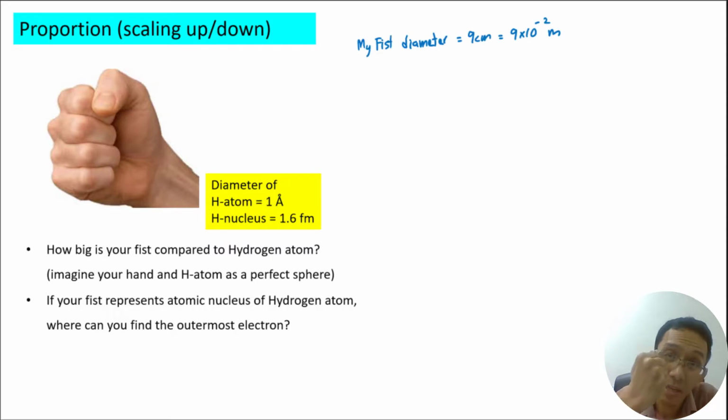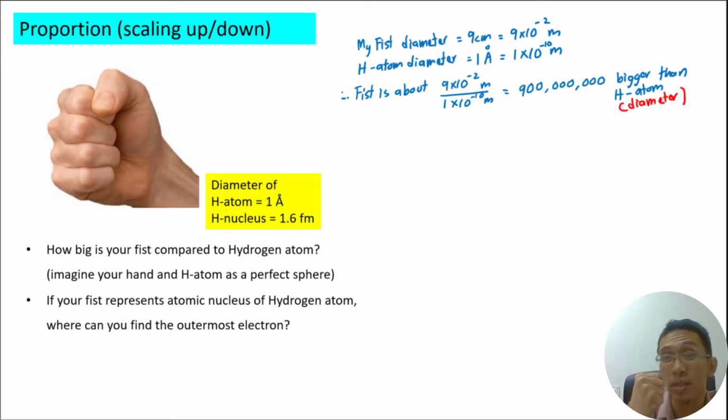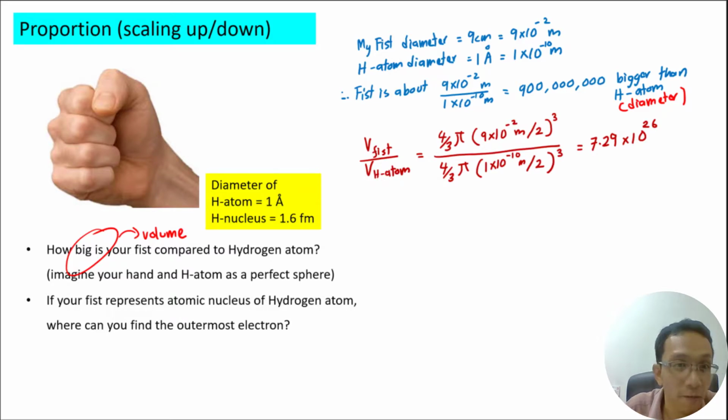My face diameter here is about 9 cm and the diameter of a hydrogen atom is 1 angstrom. When you do the calculation, my face is about 900 million times bigger than a hydrogen atom, but that is only for the diameter. How big here means the volume. If you divide the volume of the face by the volume of a hydrogen atom, you will get 7.29 times 10 to the power of 26, and this is the amount of hydrogen atoms that you need in order to fill up my entire face.